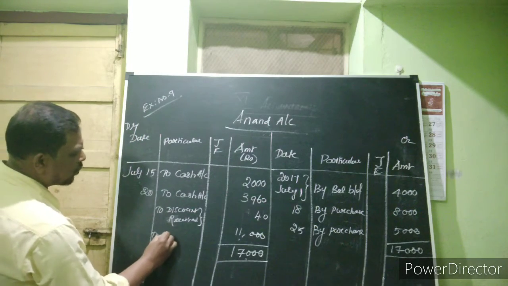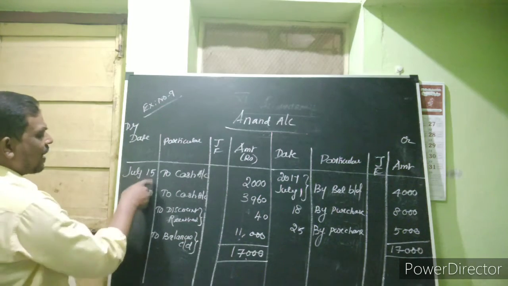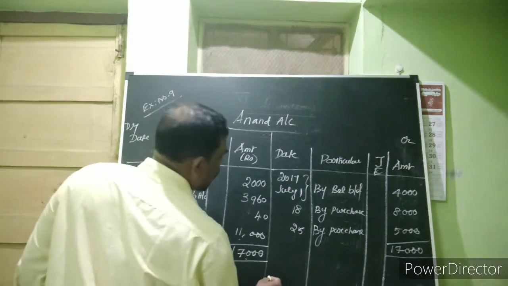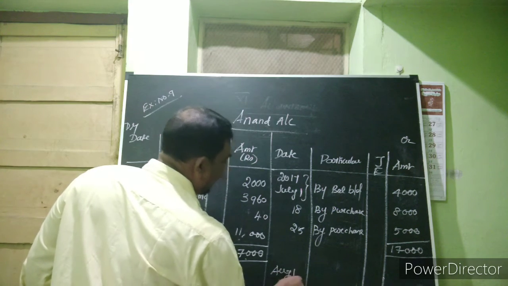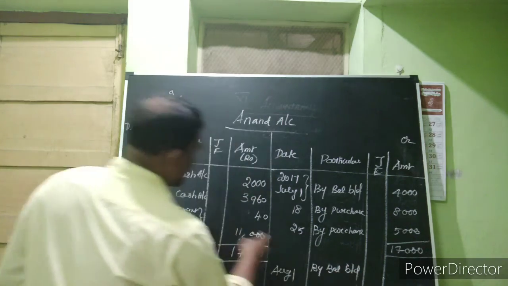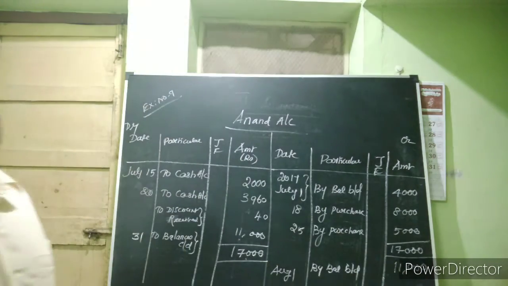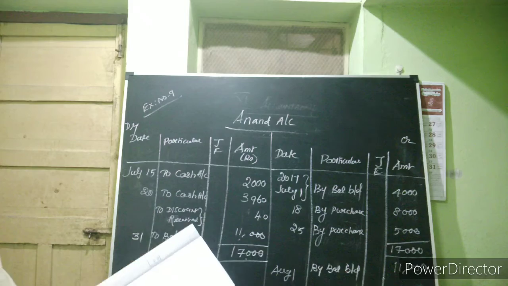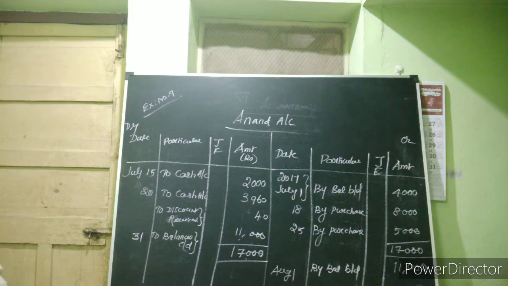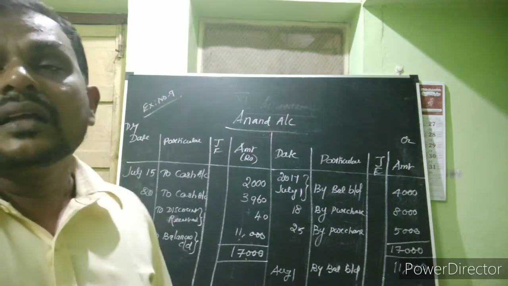So the closing balance should be named as to balance carried down. What is the date? Closing date is July 31. This closing balance will come as opening balance on August 1 by balance brought down. 11,000 will come as opening balance here, 11,000. So closing balance is 11,000, same as the opening balance, also 11,000 rupees. Understood? Okay.